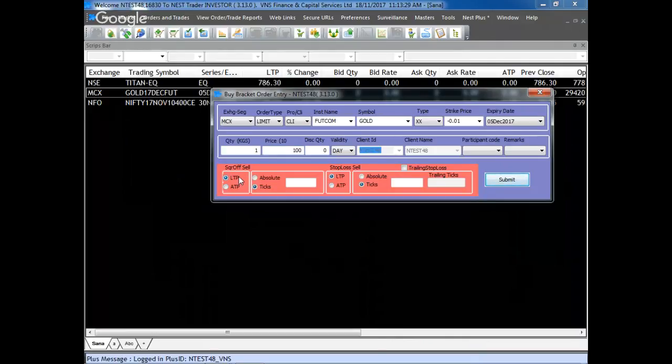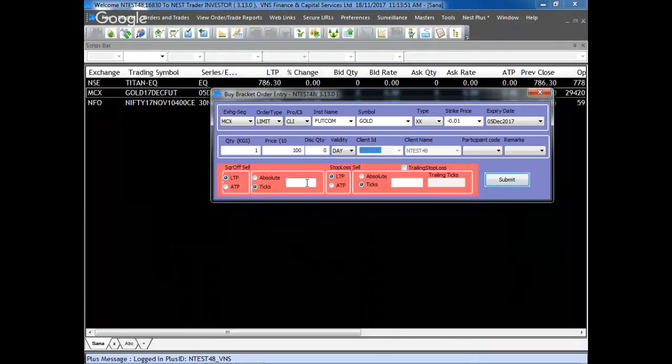LTP stands for last traded price, whereas ATP stands for average traded price. Here you do not have to make any changes. So done with my buying price, let's move further to the target price. In the target, for example, you have information that a particular script will go up to 130 rupees.